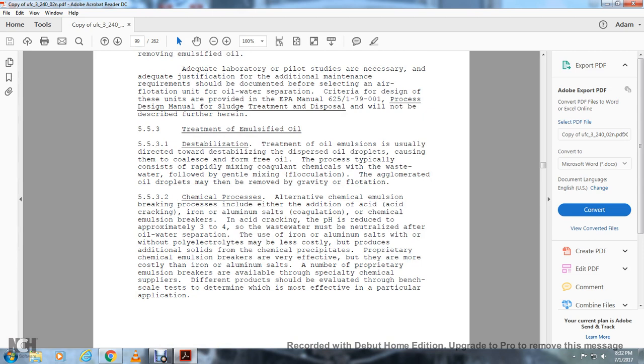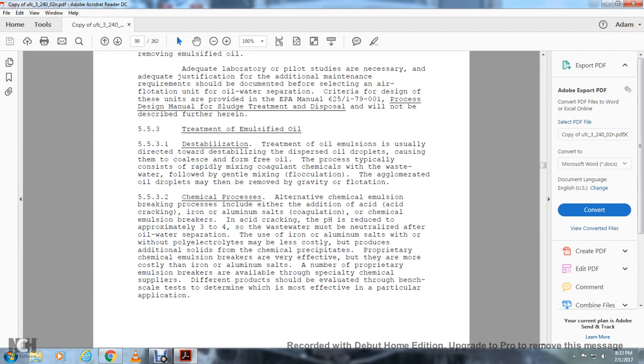Chemical process. Alternate chemical emulsion breaking processes include the addition of acids, acid cracking, iron and aluminum salts, coagulation chemicals, and emulsion breakers. In acid cracking, the pH is reduced to approximately 3 to 4. The wastewater must be neutralized after the oil-water separation. The use of iron and aluminum salts without polyelectrolytes may be less costly, but produces additional solids with the chemical precipitates. Proprietary chemical emulsion breakers are very effective, but they are more costly than iron and aluminum salts.